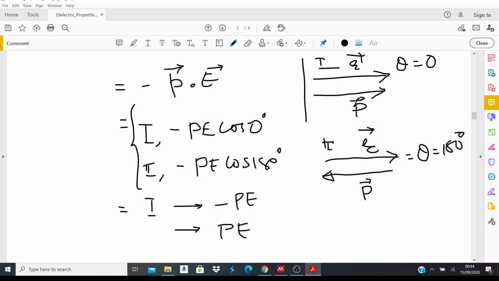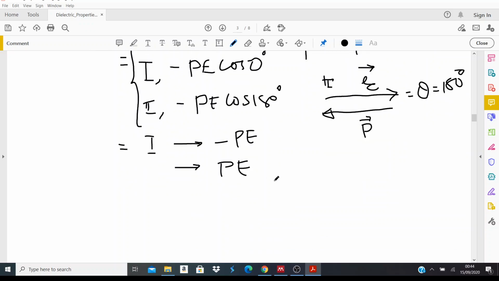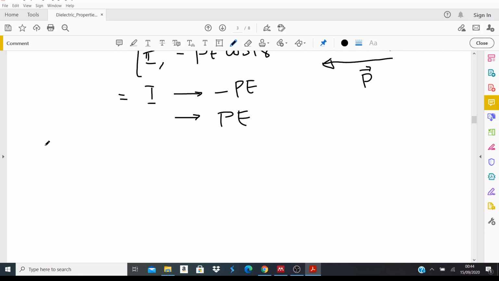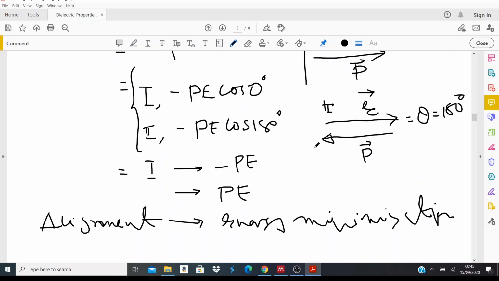So the dipole moment will try to align with the electric field because it will minimize the energy. Anything else is between this range, with maximum energy when it's anti-aligned. So alignment gives you minimum energy. That's another crucial point: alignment implies energy minimization of the system, right? Okay.